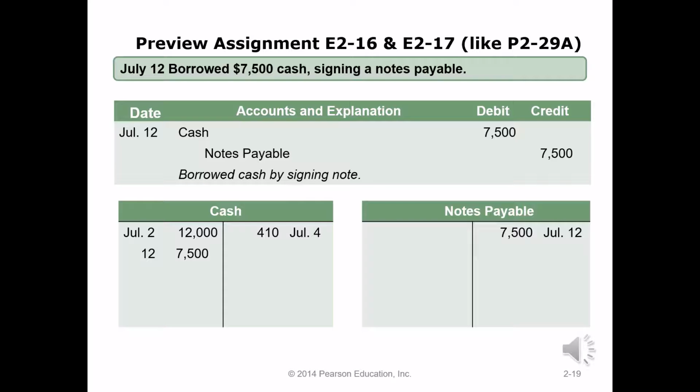This time we're posting a third entry into our cash account, and our notes payable is a brand new account. If you're doing two T accounts, it should look like this. If you're doing a running ledger, then your cash account should have a running debit balance of $19,090.